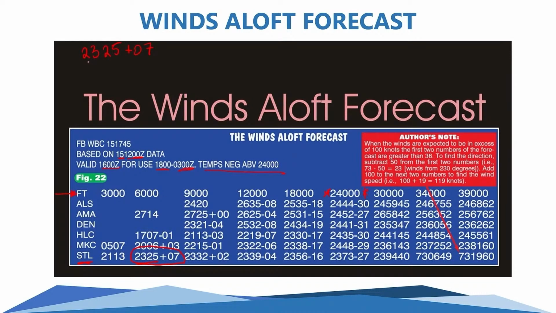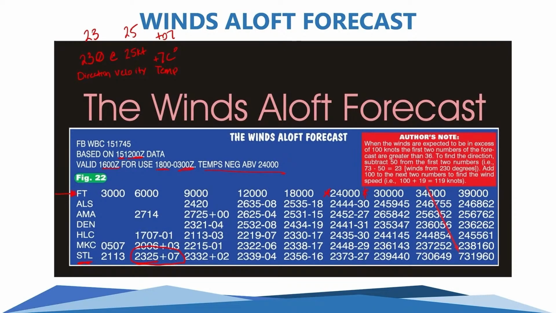The way that we read this is, once again, we unbunch the numbers, and it's always going to be the direction, then the velocity, and then the temperature, okay? So very simply, if I were to decode that, you take the first two numbers, which is 23, and no matter what, we're always going to add a 0 to it, okay? So 23 becomes 230, and then we've got the velocity. 25 doesn't change. That's still 25 knots, okay? And then plus 07 is just 7 degrees Celsius, okay? And you can put the plus in there if you want to.